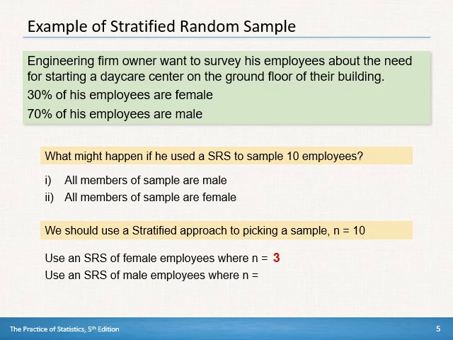So that means 3. So I do a simple random sample of just the females. I take all the females' names, put them in a list, number them, and then I randomly pick 3. And then I do the same thing for the males. I do a simple random sample of just males. I take all the males, put them in a list, number them, randomly pick how many? 70% of the 10, or 7. That gives me a total sample size of 10.